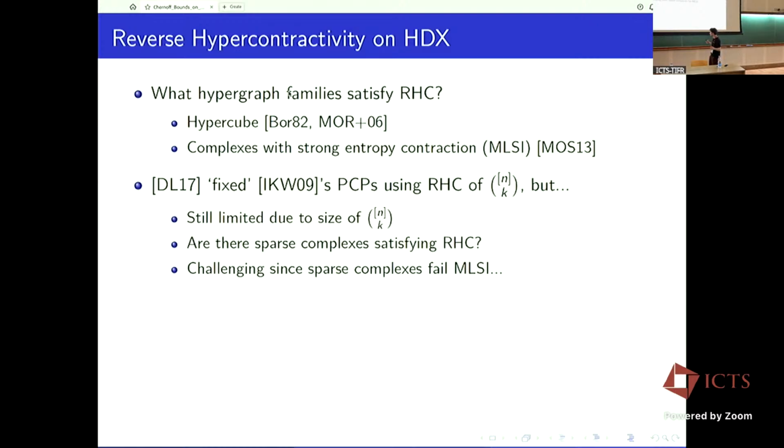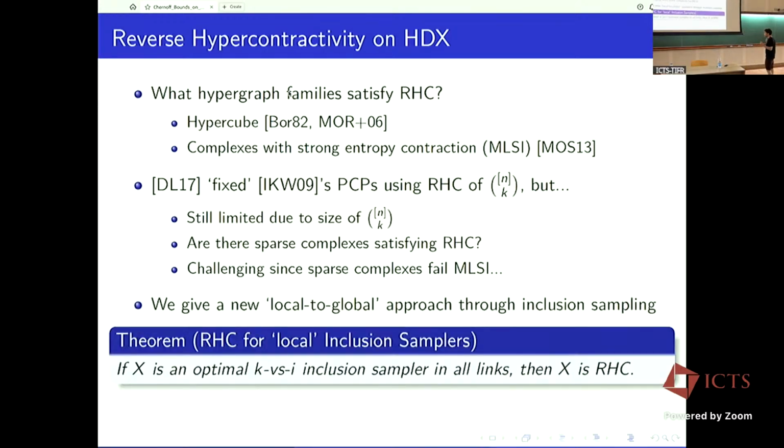You need some totally new way to prove reverse hypercontractivity to get this. Indeed, it turns out that there is a fully combinatorial or probabilistic proof of reverse hypercontractivity, at least in this form that I've presented to you. That's a local to global approach, like we talked about last week, which basically says that if you give me a complex X that has optimal K versus I, this e to the minus K over I sampling for all I and in all links of the complex, then X is automatically reverse hypercontractive. So if I have optimal concentration in all local parts of the complex and the global complex itself, it automatically implies reverse hypercontractivity. It's a small step mixing type result.